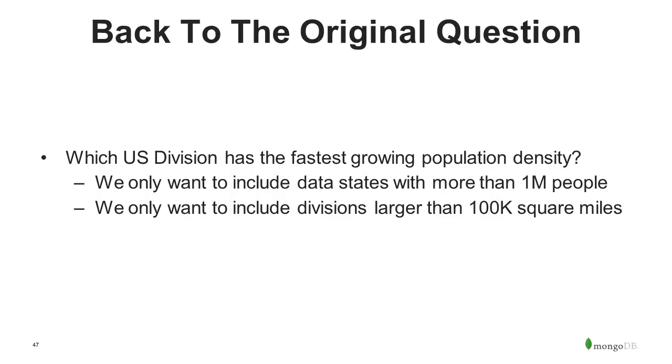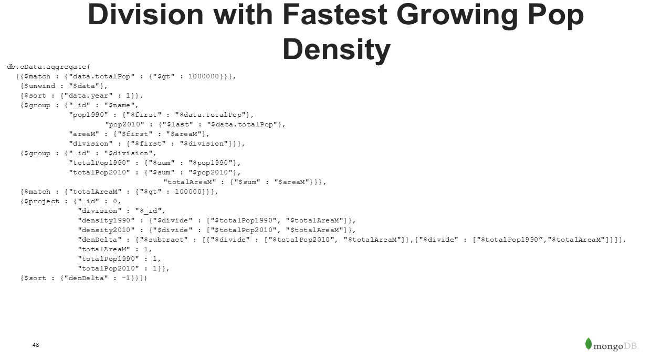Okay, so back to that original question. We were looking for the U.S. division with the fastest growing population density. We only want to include states with more than 1 million people and divisions larger than 100,000 square miles. And here is the final answer to that. We've gone from a very basic group to now here's an aggregation that has 1, 2, 3, 4, 5, 6, 7, 8 different steps.